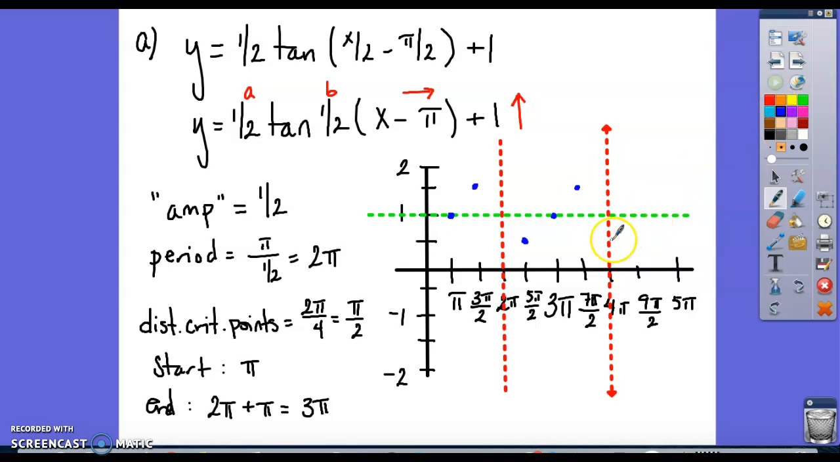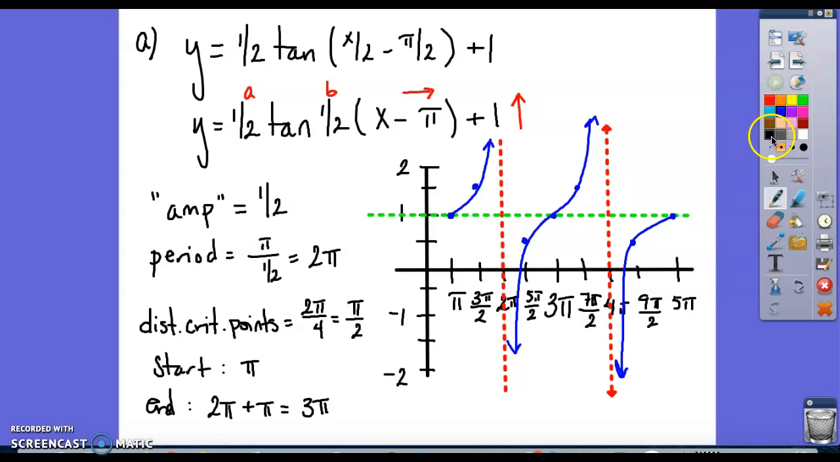Okay, and then I finish out, I've got half a unit below the midline, then I'm on the midline. Right, and so this comes up this way, this comes up this way, this goes down like that. So there's the graph of my tangent function.